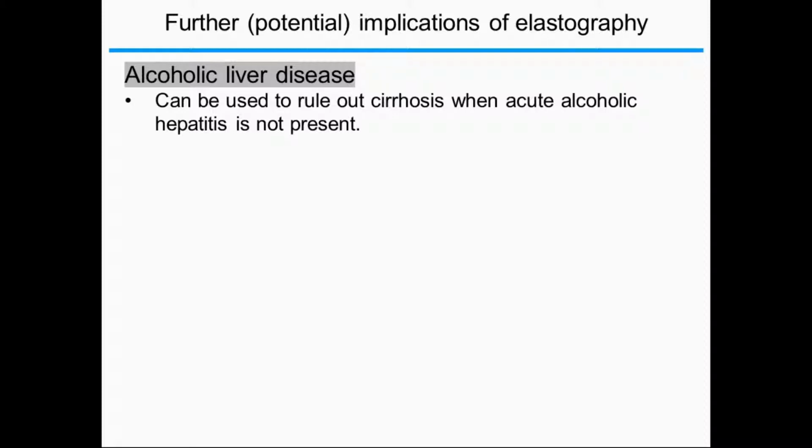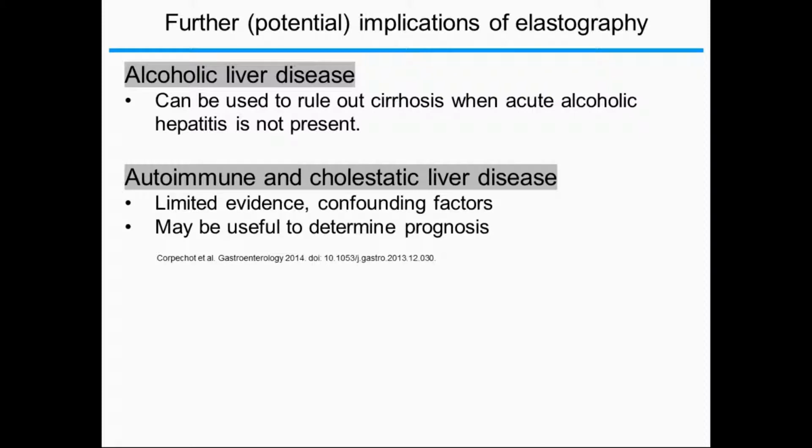There are further implications for the use of liver elastography, such as alcoholic liver disease, where it can be used to rule out cirrhosis, but before performing it, we should rule out that there is acute alcoholic hepatitis. Further implications are autoimmune and cholestatic liver disease. However, there is limited evidence, and there are many confounding factors such as inflammation and cholestasis.